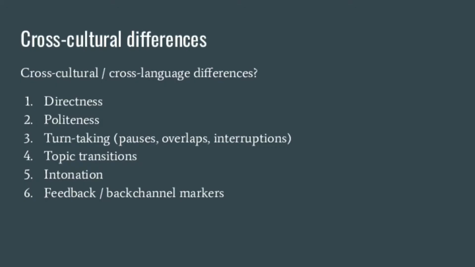Think about, first of all, cross-language and cross-cultural differences between English and Korean, or between English and another language you know, or between Korean and another language you know. Are there cross-cultural, language differences in terms of directness, whether you're direct or not? So directness, for example, many times we're indirect out of politeness. Give kind of an extreme example.